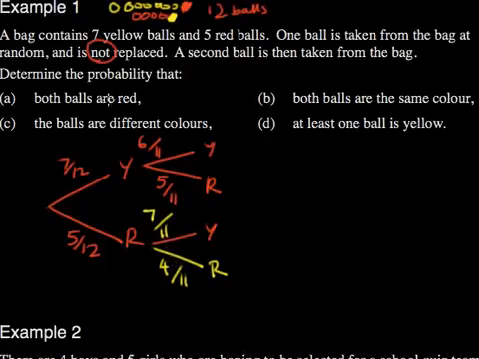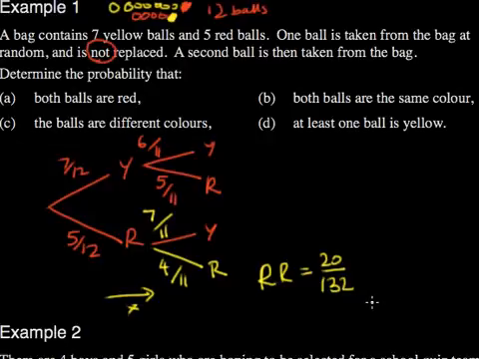Now we've drawn the tree, we can look at our questions. What is the probability both are red? So we go along the red, and a red and a red would be multiplying them together. When you go this way on a tree diagram, you multiply them. So on the numerator, you'd have 20. On the denominator, you have 132, and this is how I'd leave my answer. So the answer to part A is 20 out of 132.